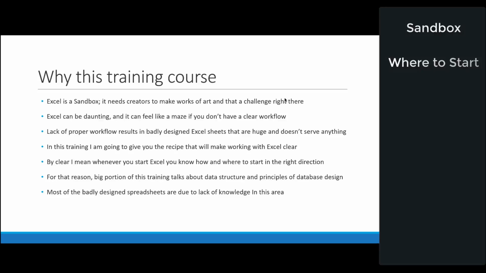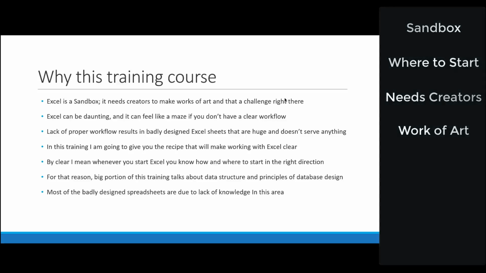Since it's a sandbox, it needs creators to make something worth noticing, something like a work of art. And a work of art doesn't necessarily have to be a painting. It could be something that actually works every time, something that stands the test of time. All those things you need to keep in mind, okay?